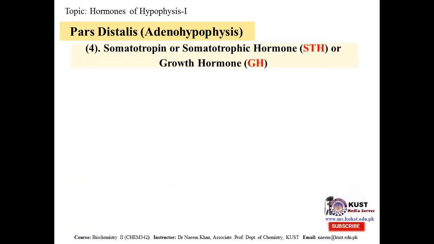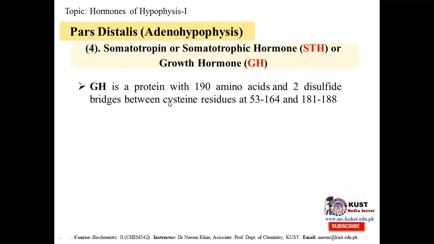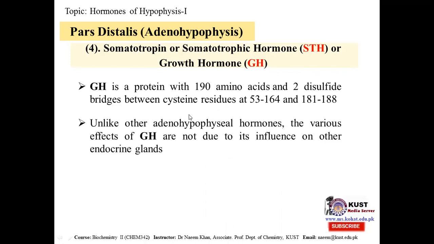Coming to the fourth and final type, which is the somatotropin or somatotropic hormone or growth hormone, GH. This is a very well-known hormone. This is a protein of 190 amino acids and having 2 disulfide bonds between cysteines at 53 to 164 and 181 to 188. Here from this structure we can also note that this is folded and refolded because the bond is between 53 to 164 and 181 to 188. This is also a single strand protein molecule.